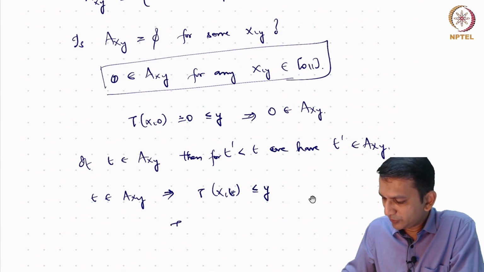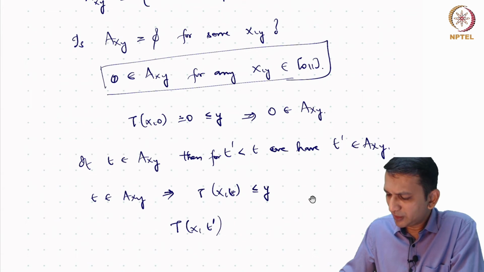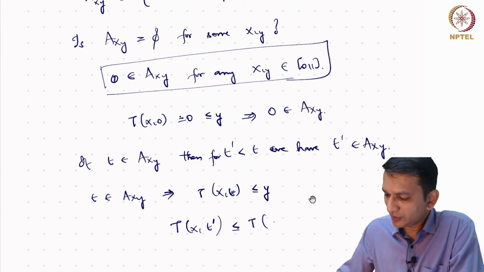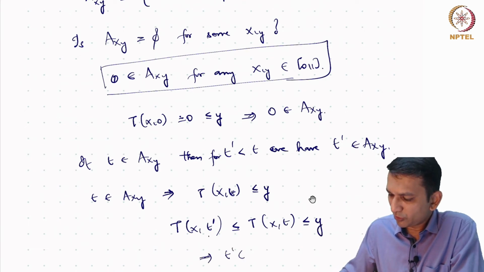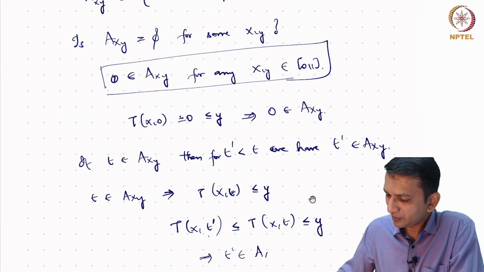However, we know that t dash is smaller than t. That means by monotonicity of t, we know that t of x comma t dash is smaller than or equal to t of x comma t, which is less than or equal to y. That means this implies t dash also belongs to AXY.